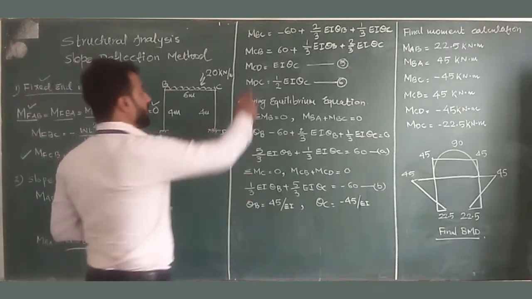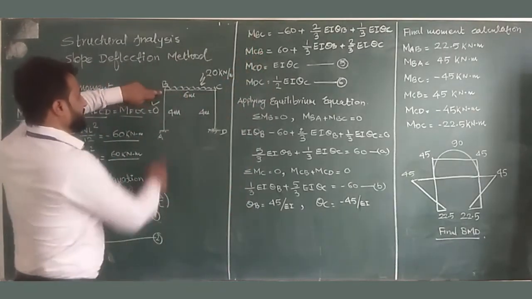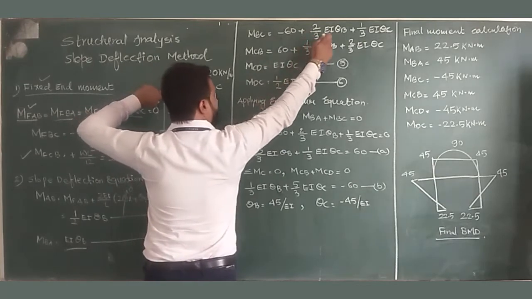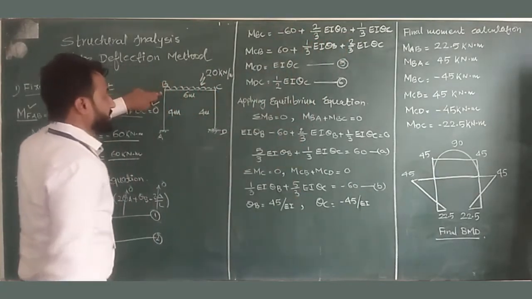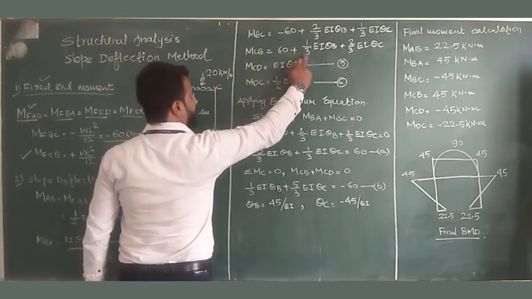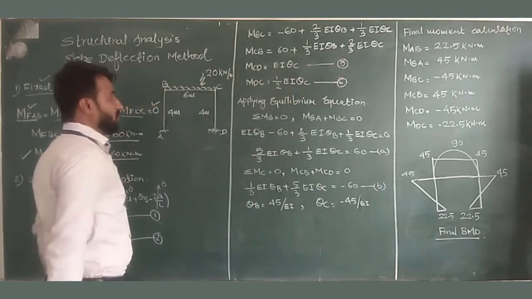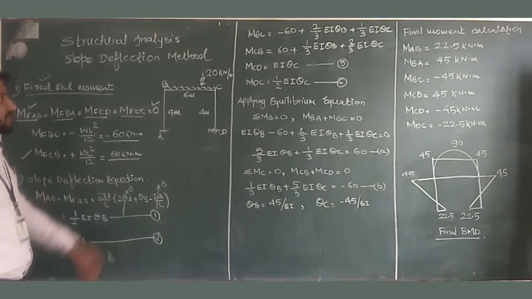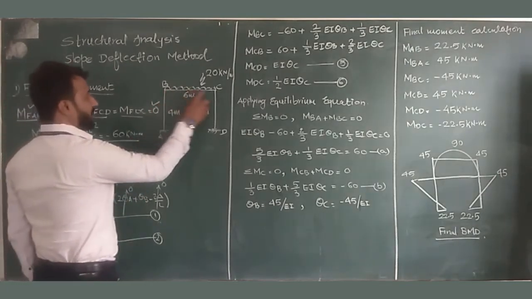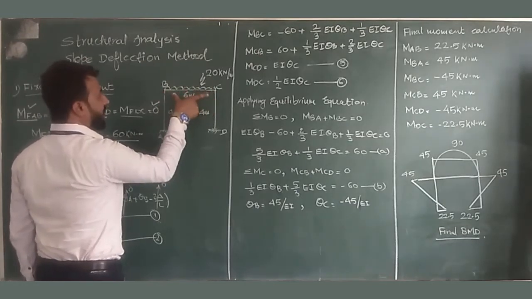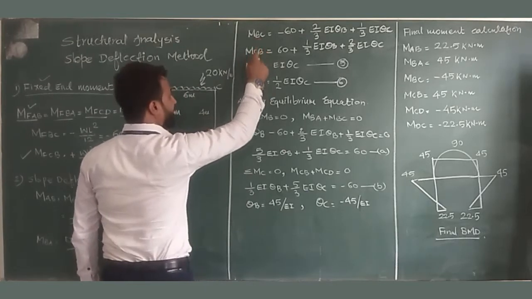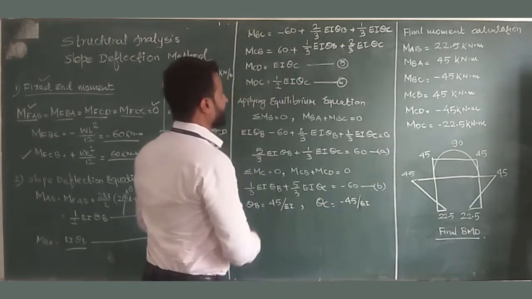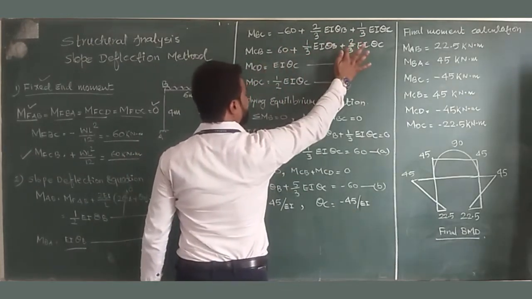Now similarly we go for member BC. MBC has fixed end moment minus 60 plus 2 by 3 EI theta B plus 1 by 3 EI theta C. And MCB we are getting as 60 plus 1 by 3 EI theta B plus 2 by 3 EI theta C. We get these equations by putting the values of theta B and theta C, which are unknown. These two equations have both unknowns, theta B and theta C, and after calculation we get equation number 3 and equation number 4.